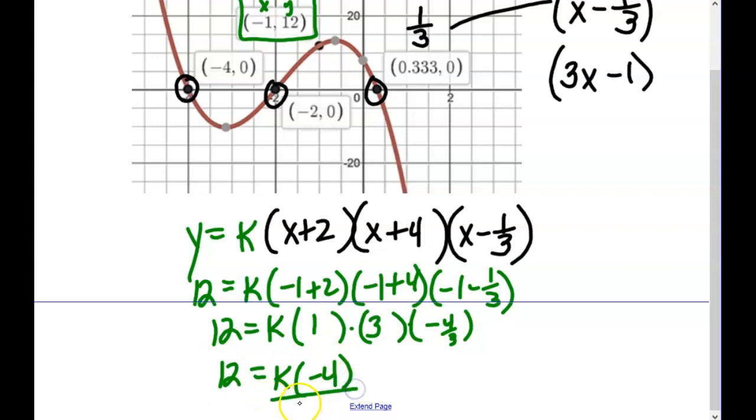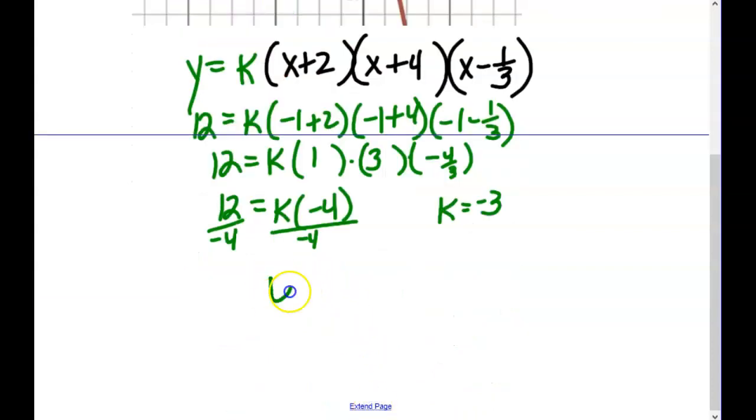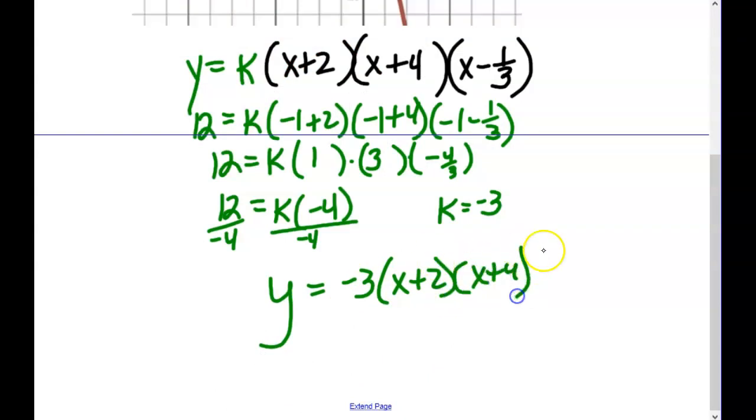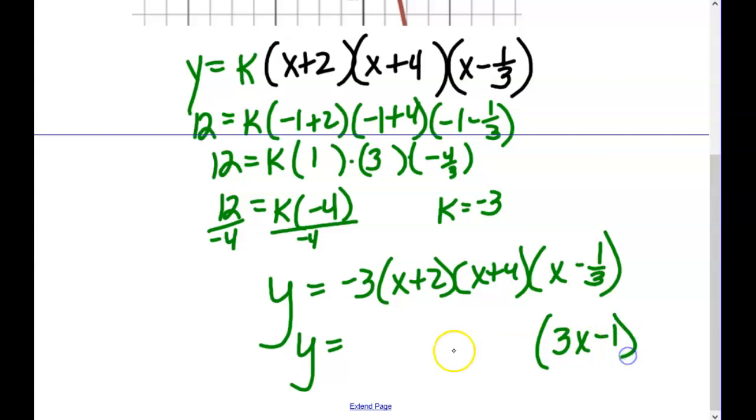But if I divide both sides by negative 4, I get k is negative 3. Okay, so I came up with negative 3 times x plus 2 times x plus 4 times x minus 1/3. Jack, or anybody who wrote this one as 3x minus 1, would have come up with just a negative 1, I think. Is that right?